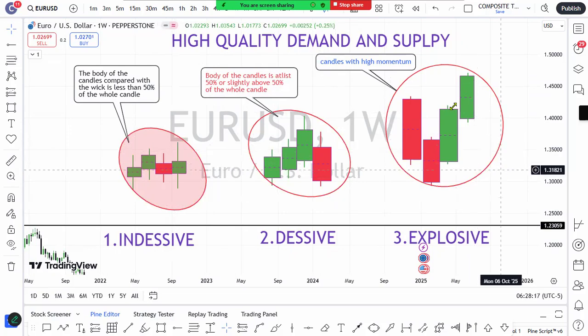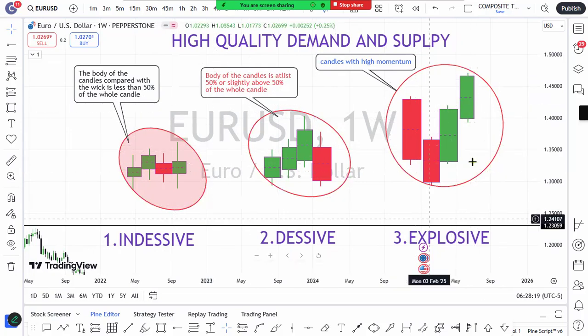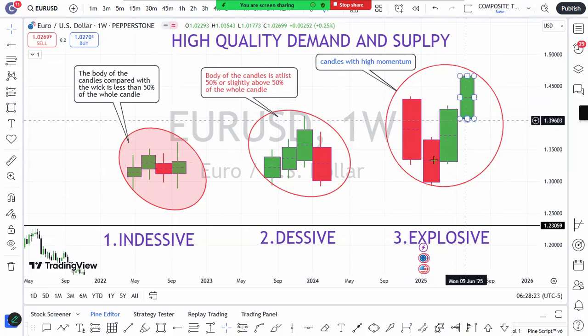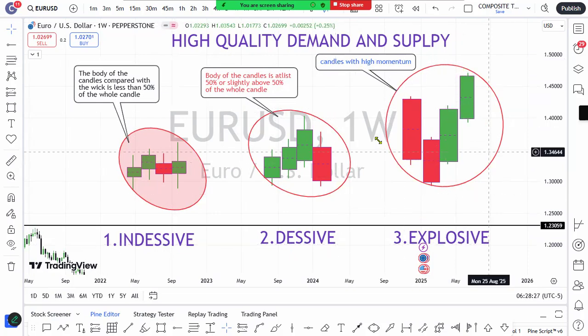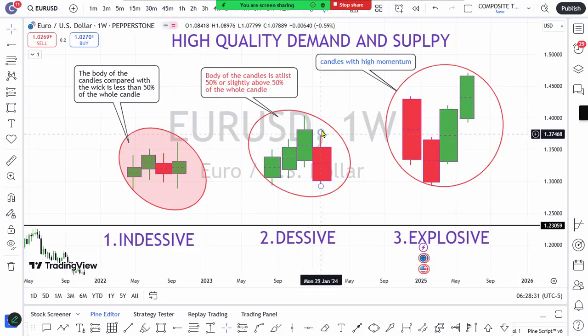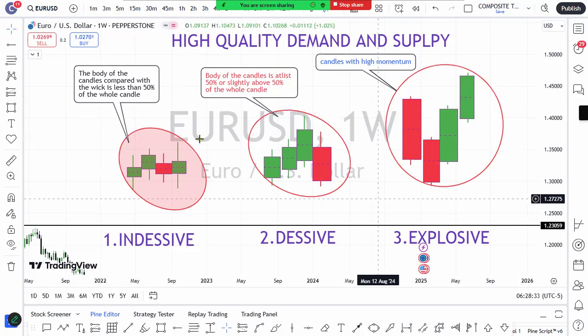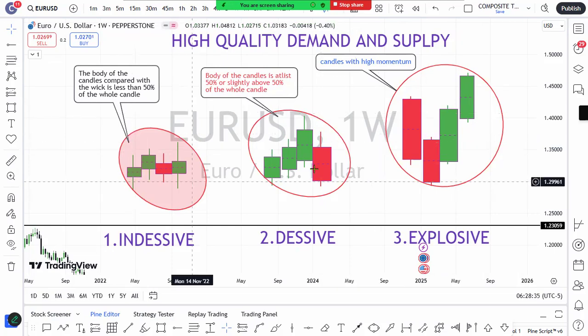And probably on your zone of interest, again, you need to see what we call explosive candles. These are candles with high momentum. These are the things you need to see. So whenever you're picking a zone, don't pick a zone that has just one candle, but at least you have to see this behavior around that zone.